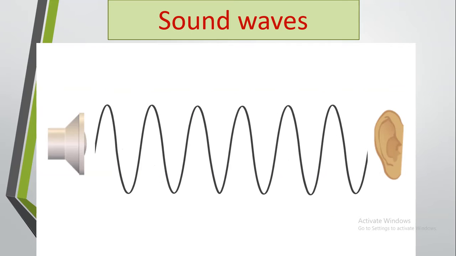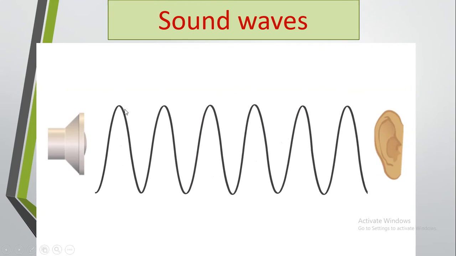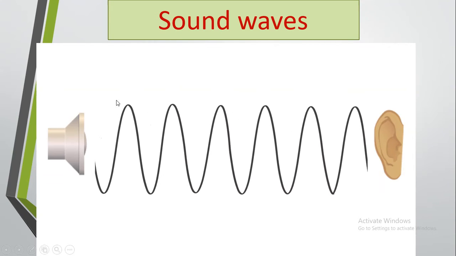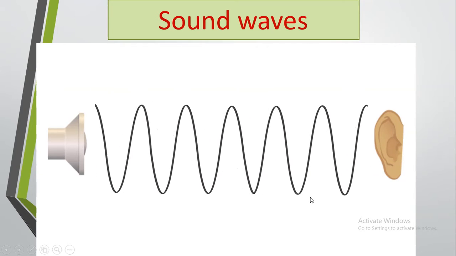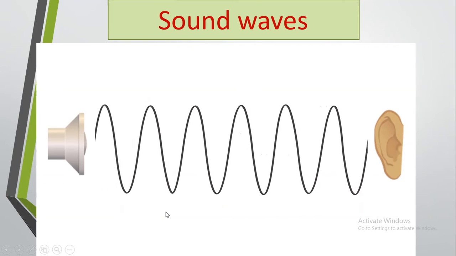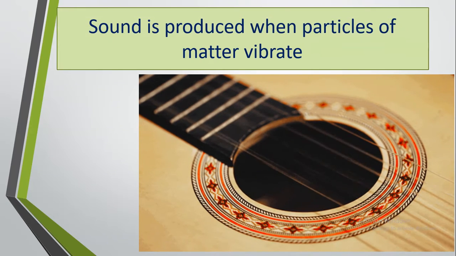Now, see this picture? These are sound waves. They travel from the sound source through air until they arrive at our ears. So you can hear it. Now, again, sound is produced when particles of matter vibrate. What's the meaning of vibrate? It means moving back and forth quickly.